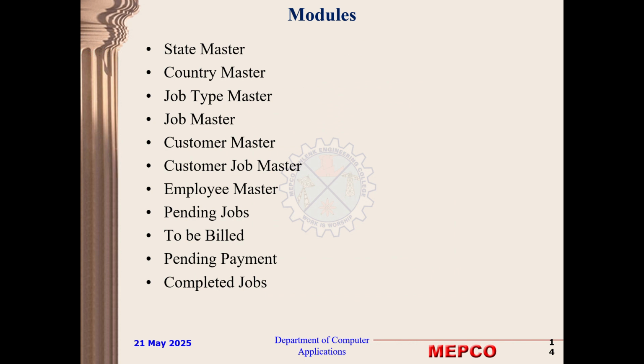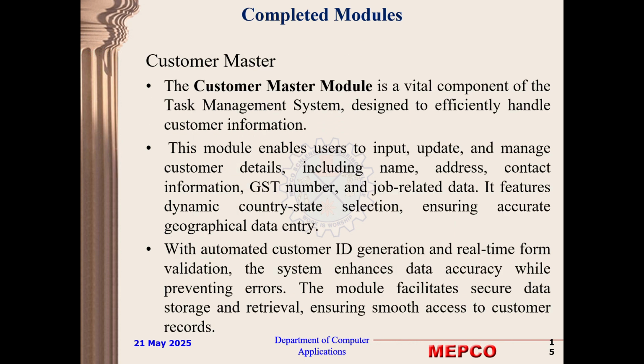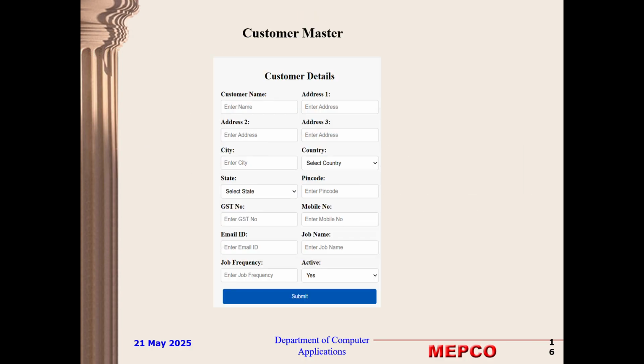These are the modules in my project. Customer model: user can add, update, and retrieve the customer records. Validations, auto ID generation, and cascading dropdowns improve accuracy. This module enables the user to input, update, and manage the customer details. This is the example screenshot of the customer module. Only the employee can add the customer details, and the customer can view their details.